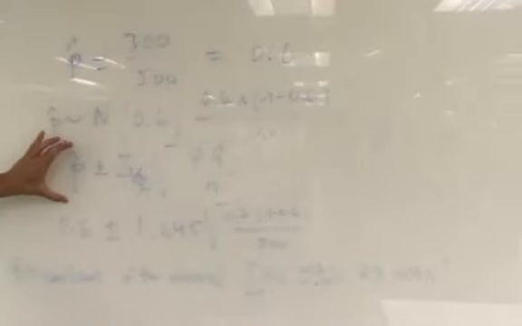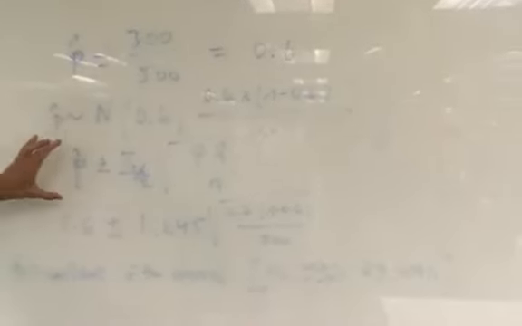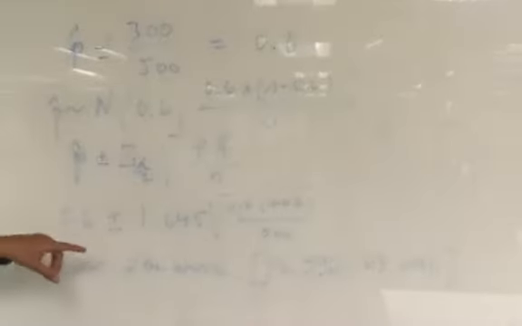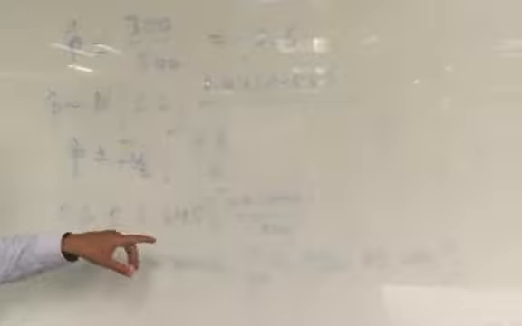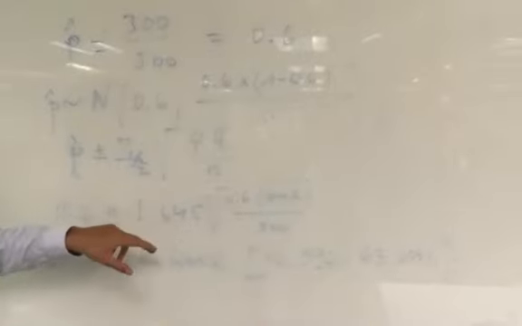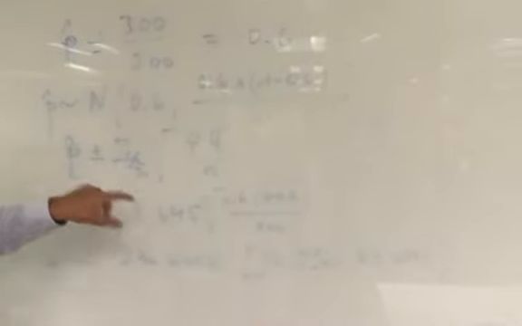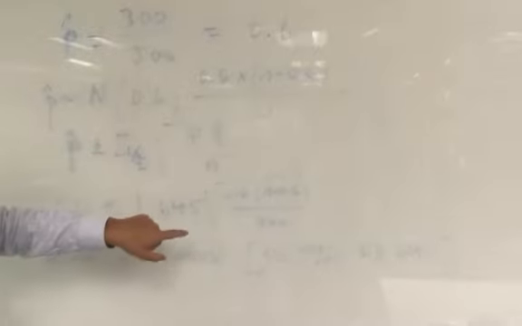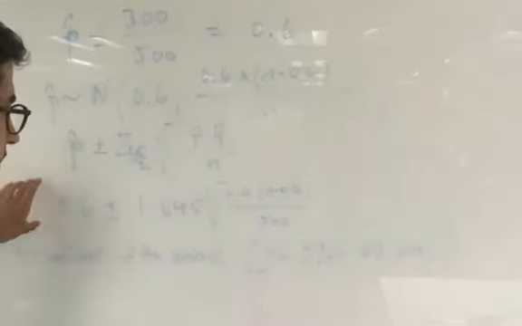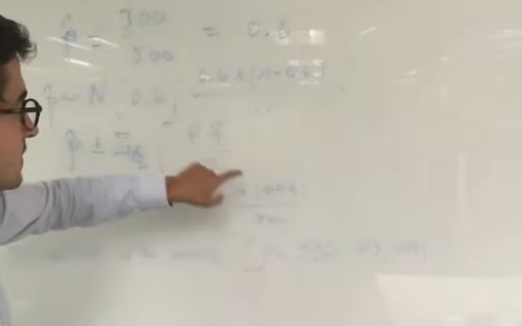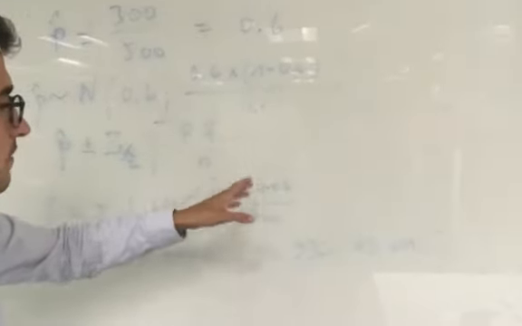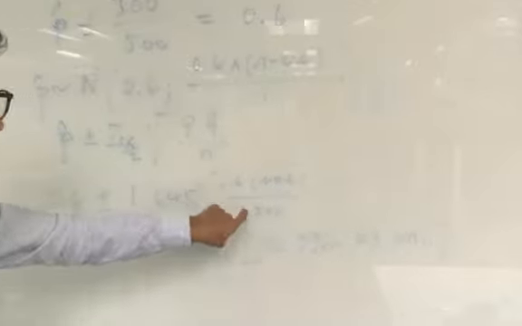Then we know from the formula that we have this equation, so we can make now our interval. We have 0.6 plus minus 1.645, which is actually the 90% confidence value from this table. And then we have here the formula, so you just replace p by 0.6, and q is actually 0.4, 1 minus 0.6, and n is 500.